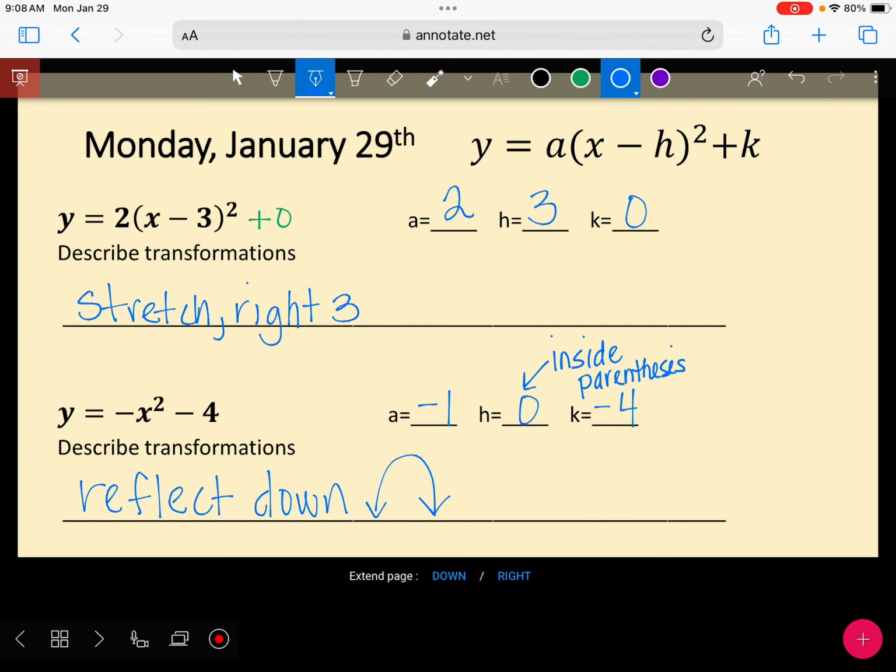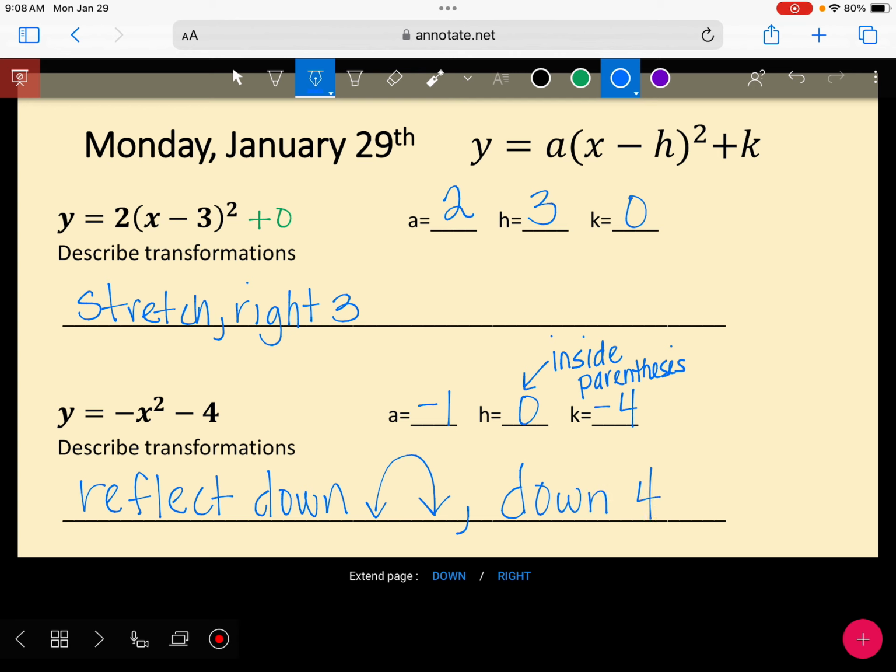What about your K value? What's K? So Leo, what do you think is going to happen to the graph? Because K is -4, what's that going to do to your graph? Look at your notes if you don't remember. What does K do? Down, yep. So it's going to go down 4.